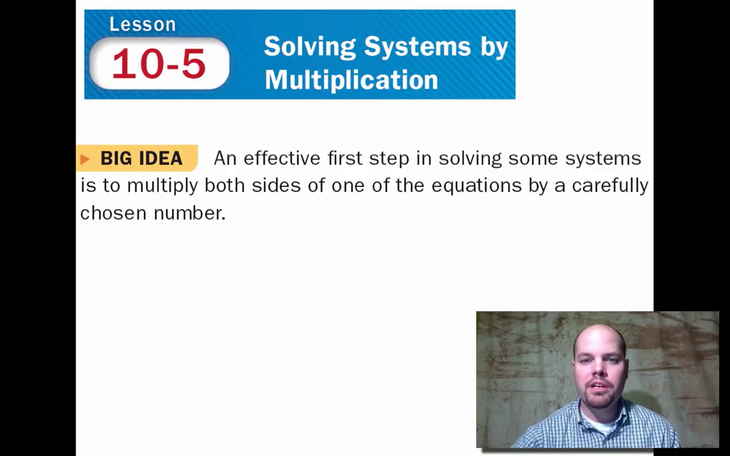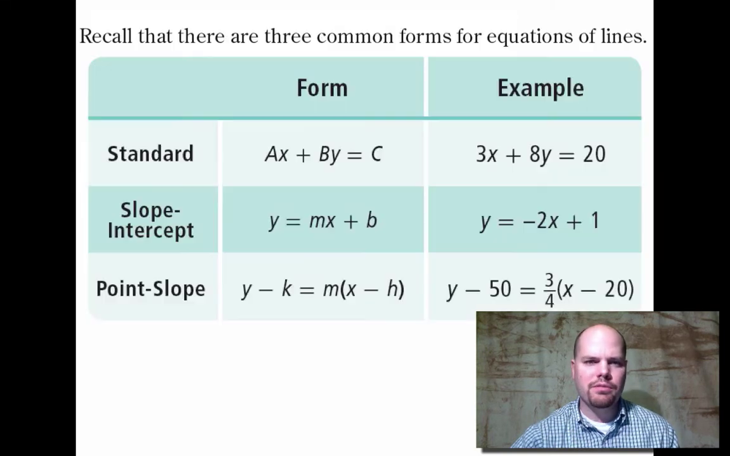In 10.5 we'll be solving systems by multiplication. The big idea is that an effective first step in solving some systems is to multiply both sides of one of the equations by a carefully chosen number. Last section, when we needed to get the opposite of an equation, instead of subtracting, we just multiplied one of them by -1 so we get opposites. That's kind of the idea here. We're just getting a little more advanced by using a little more multiplication than just -1.